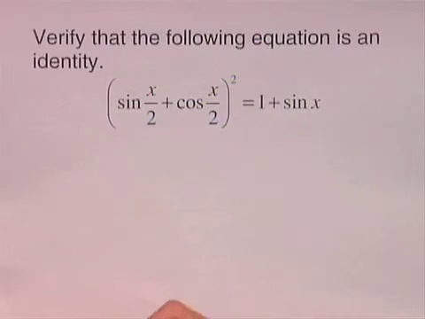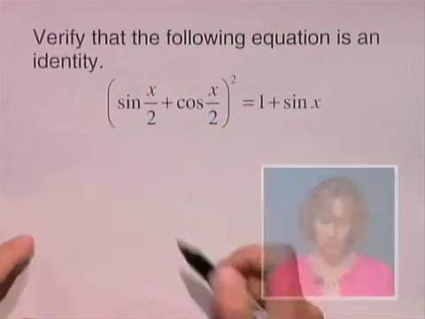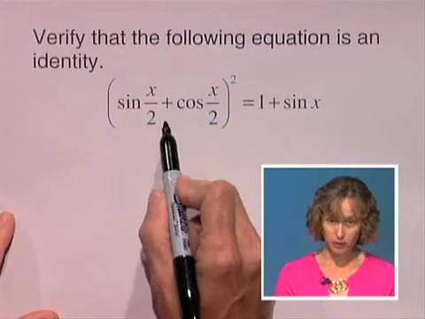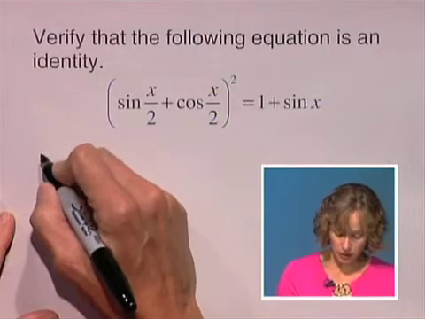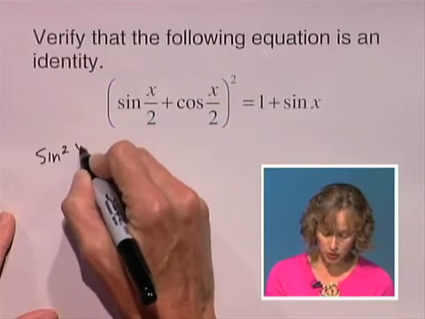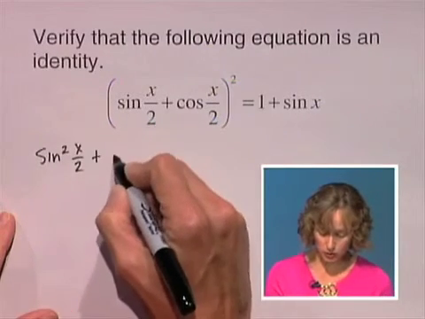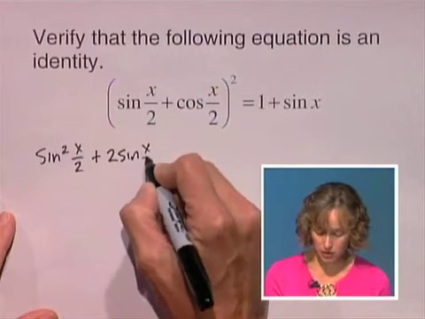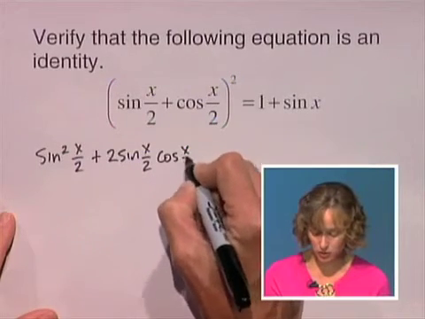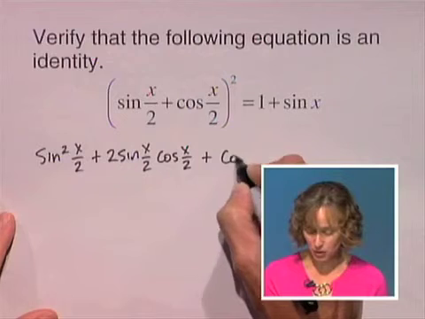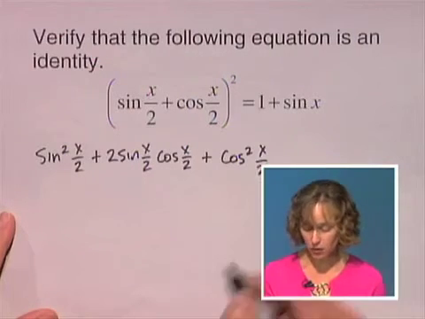Let's work with some half-angle identities. We want to verify that sine of x over 2 plus cosine of x over 2, all squared, is equal to 1 plus sine x. Well, what I'm going to do is go ahead and square the left-hand side. I'll have sine squared of x over 2 plus twice sine of x over 2 cosine of x over 2 plus cosine squared of x over 2.